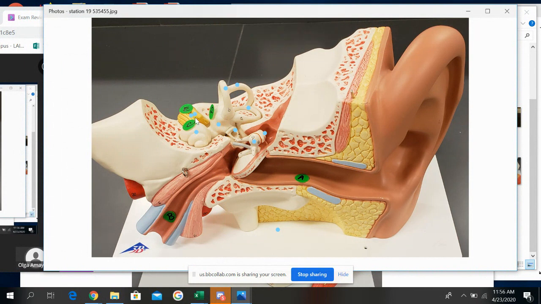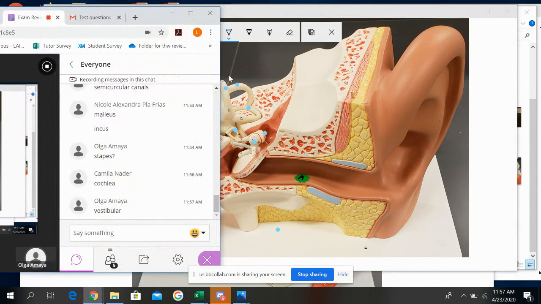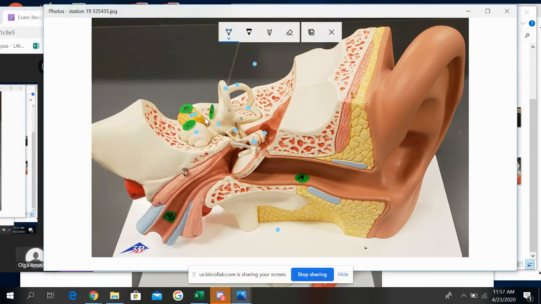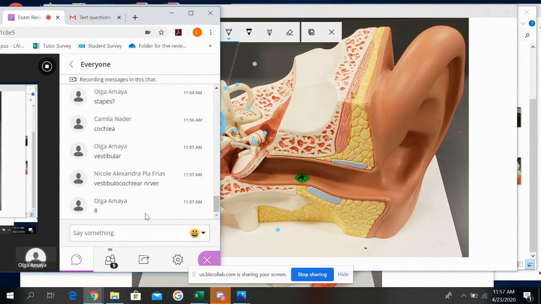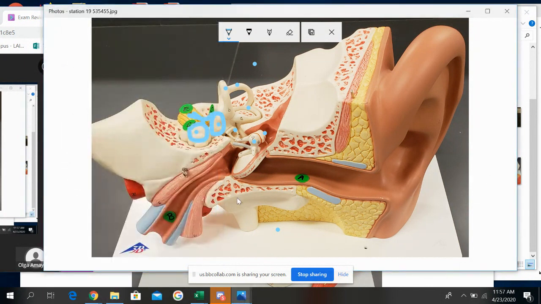And lastly, what about this nerve right here? What is this entire nerve called? And what cranial nerve is it? What number? Okay, the vestibulo... so it's connected to your vestibule, but it's also connected to your cochlea. So together, what is it called? Yes, your vestibulocochlear nerve. Very good. And what cranial nerve is it? What number? Yes, that's cranial nerve number 8. Awesome.